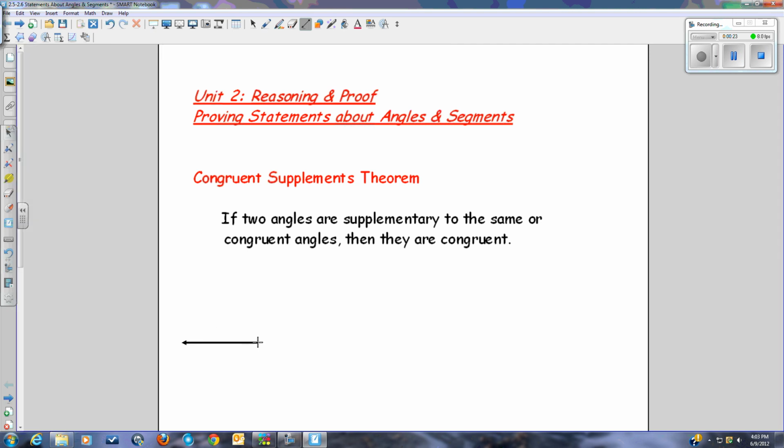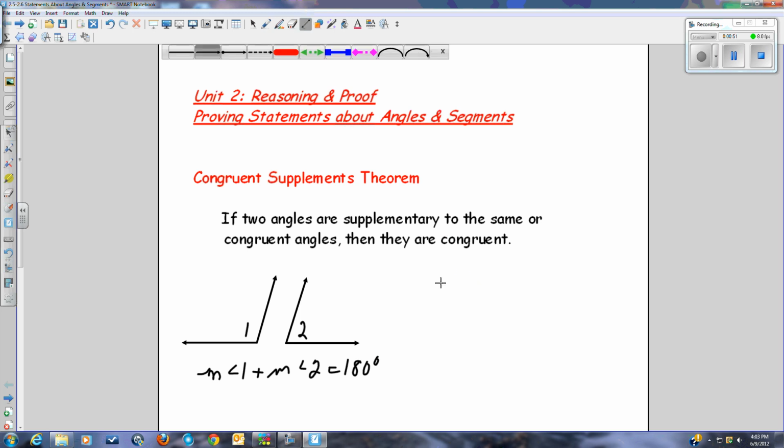I'm going to draw some angles. They are not drawn to scale. And we remember that supplementary angles have to add up to 180 degrees. And let's say this is angle 1 and angle 2. And let's say that we know that the measure of angle 1 plus the measure of angle 2 is 180 degrees.